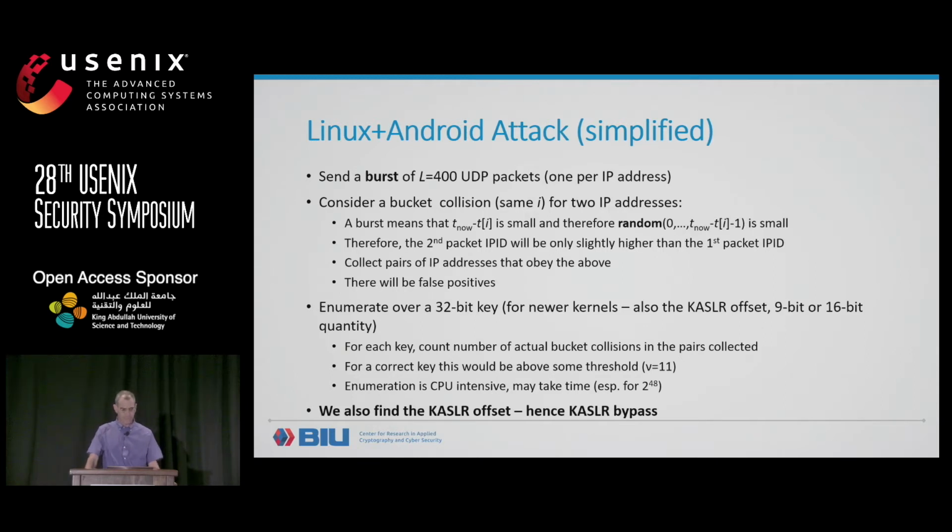Now this can be CPU intensive, especially in the case of newer Androids where we have 48 bits to enumerate, but the upside is that we also find the KASLR offset, and therefore we have a KASLR bypass. And so this key, 32 to 48 bits depending on the Android kernel version, serves in Linux and Android as the device ID.